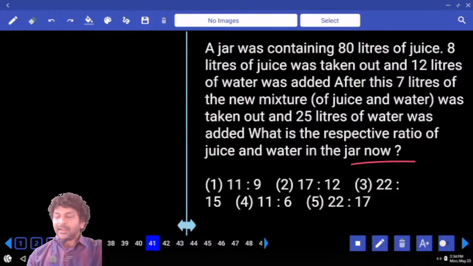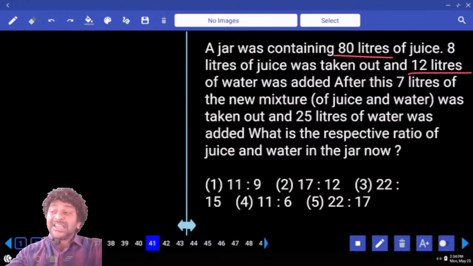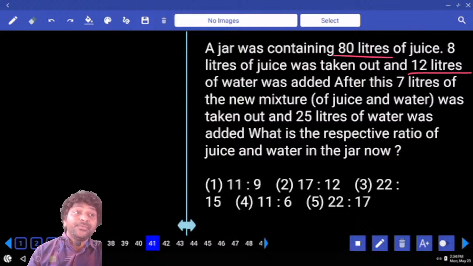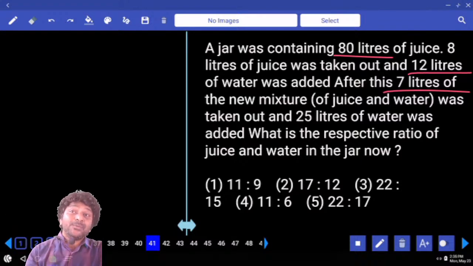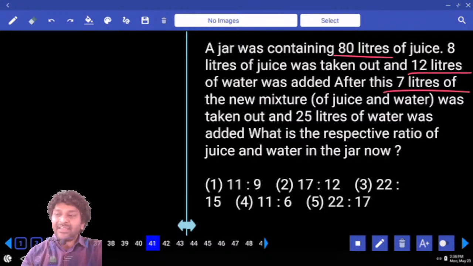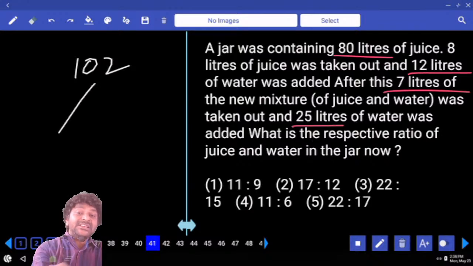Count how many liters of quantity we have. 80. How much is taken out? Then how much is with you? 72. Then again how much is added? 12. How much is with you? 84. Again how much is taken out? 7. How much is with you? 84 minus 7 is 77. Then again how much is added? 25. 77 plus 25 is 102.